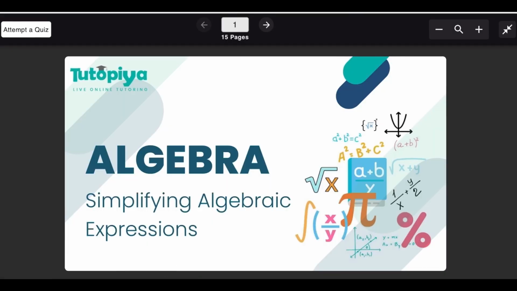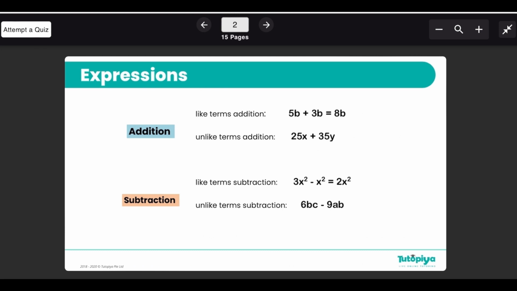Hello everyone, today we're focusing on the Cambridge IGCSE Mathematics topic of algebra, subtopic of simplifying algebraic expressions. To begin with, we're looking at what it means when we want to simplify expressions.